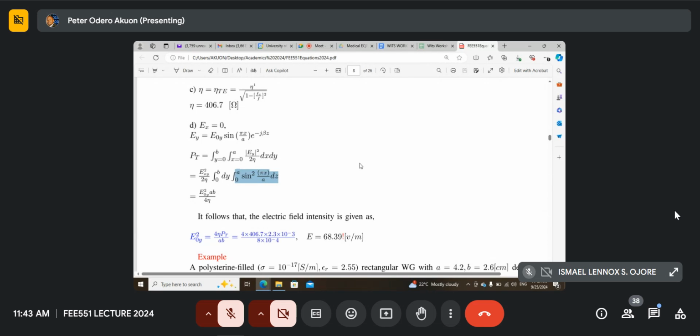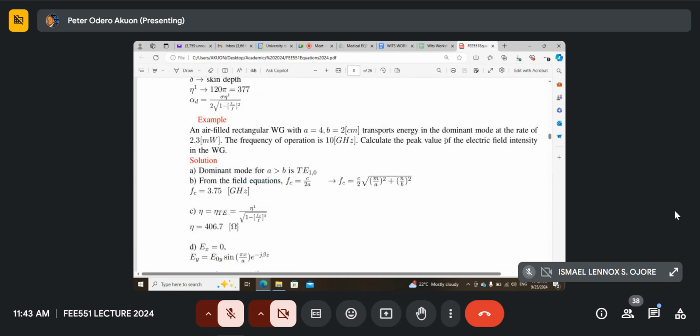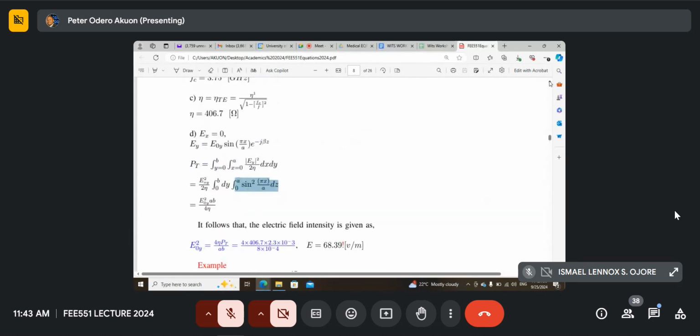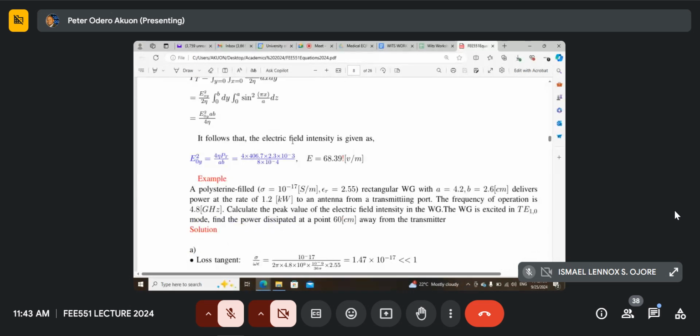And we were asked to compute the maximum electric field intensity, isn't it? Calculate the peak value of the electric field intensity in the waveguide as we excite it. So when you excite that mode, what is E? Because we have power to be, was it 2 or 2.3? 2.3 milliwatt. So then we can rearrange this equation, make E naught the subject of the formula, and calculate E naught from that equation.